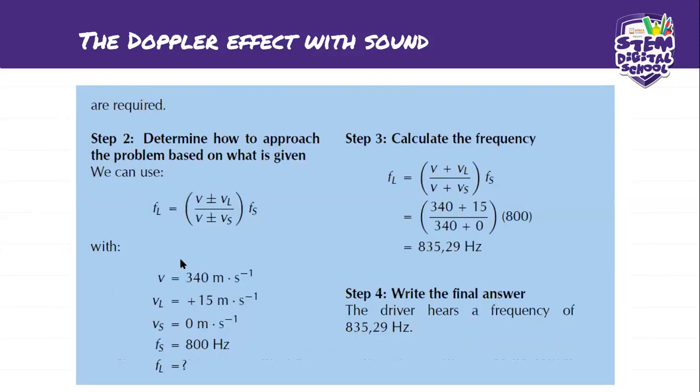Okay, so we know we only have this formula that we're working with. We have our VL, our VS will be 0 because our source is a factory and it's stationary, it does not move. And then the frequency of the source is 800. Then what will be our FL? We're going to substitute everything, and this is what we're going to get. But do not forget, guys, when you write your step 4, your final answer, you need to write the driver hears a frequency of 835.29 hertz. That is very important. But this looks quite simple, doesn't it?